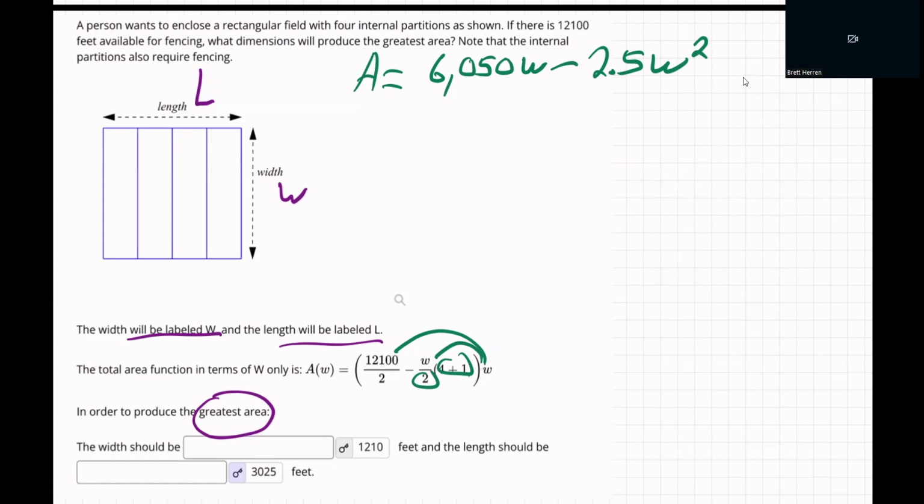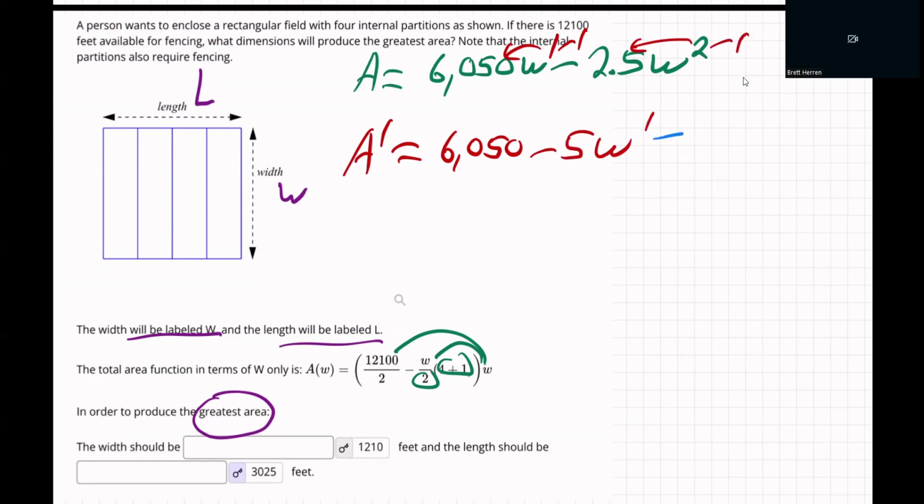Okay, and now let's take the derivative and set it equal to 0. So this would be 6,050. No, not W. One power comes down, subtract 1, it's gone, as you know. Bring the 2 down, minus, that's 5 W to the 1, subtract 1 from the power. And set it equal to 0. Take the derivative, set it equal to 0, because that's where you find the peaks and the valleys, the maxes and the mins. All right, let's grab this guy and jump it over.